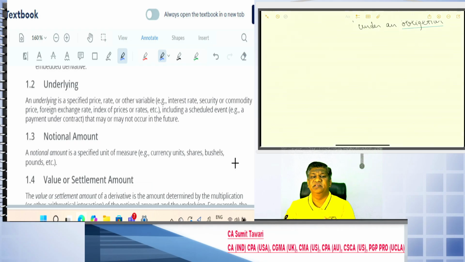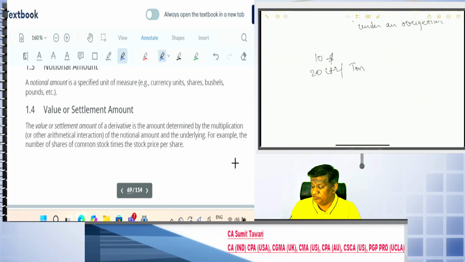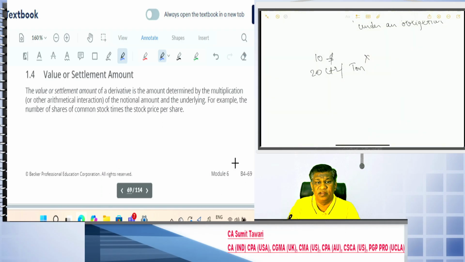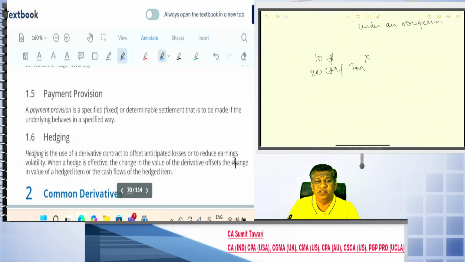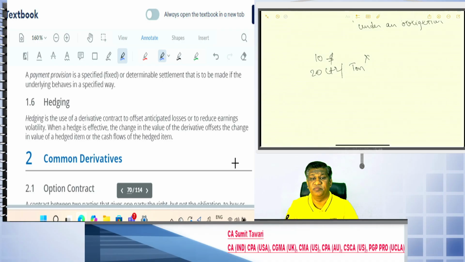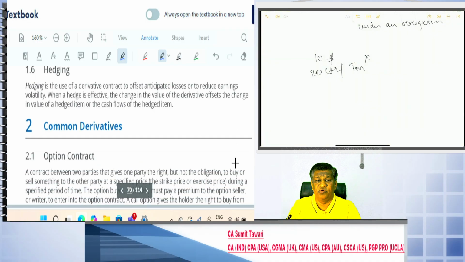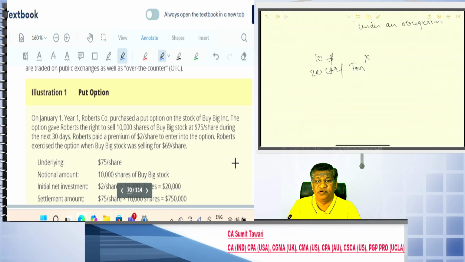Okay. So underlying is basically the specified price. Notional amount is the unit of measurement. So the specified price is basically the 10 dollars, and the 200 liter or ton is the notional amount, and the value of the settlement amount is basically this multiplied by this. Payment provision, hedging. Hedging basically means, I will explain. So option contract, common derivative. Option contract we already discussed.